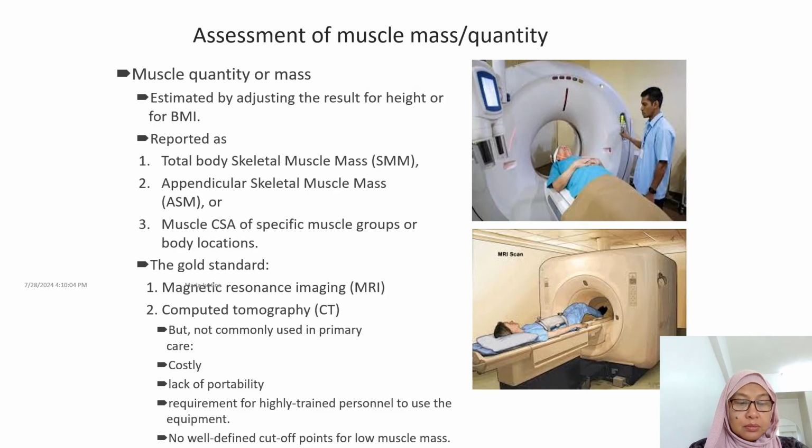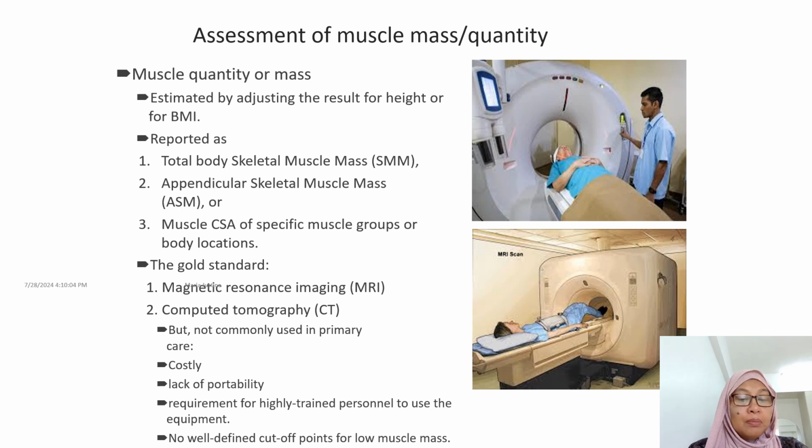Now, assessment of muscle mass or quantity. Muscle mass can be assessed by adjusting the result for height or BMI. Here are the methods commonly used: the MRI, the computer tomography, and BIA.